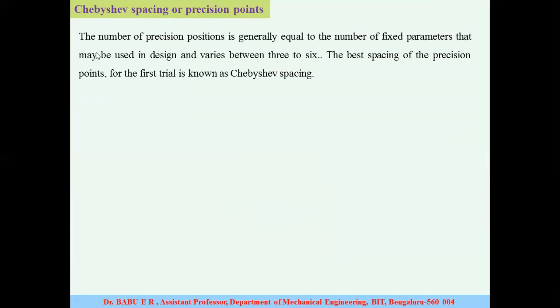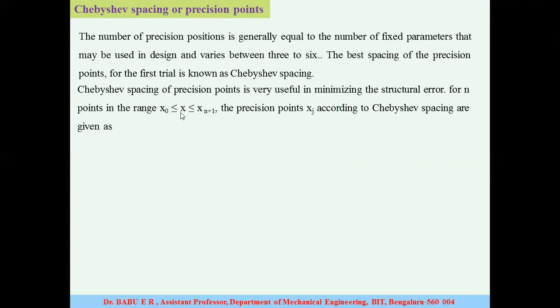The next one is Chebyshev spacing of precision points. Generally, the number of precision points is equal to the number of fixed parameters that may be used in design, and it varies from 3 to 6. The best spacing of precision points for the first trial is known as Chebyshev spacing. Chebyshev spacing of precision points is very useful in minimizing the structural error.